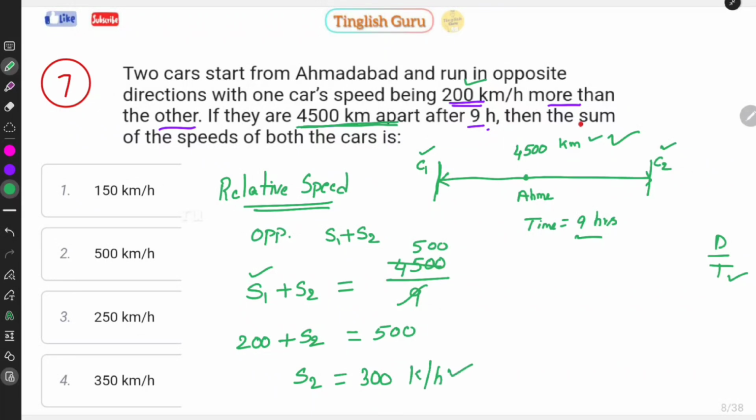So in the question they asked the sum of the speeds. Sum of the speeds means 200 plus 300. This is S1 and this is S2. So the final sum of the speeds is 500 kilometers per hour. So option 2. Next question.